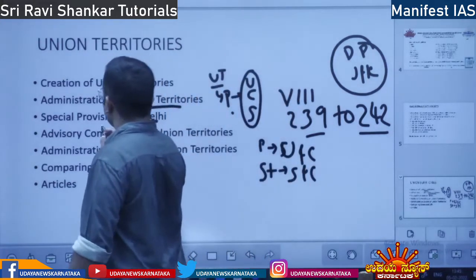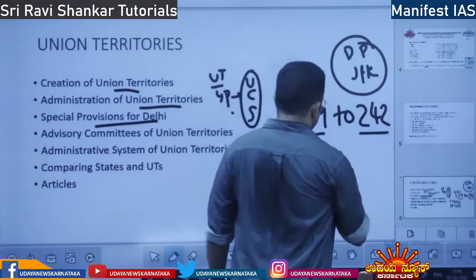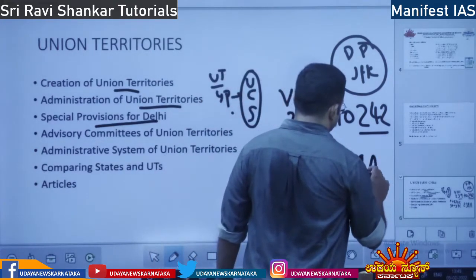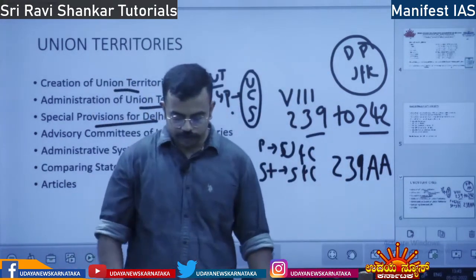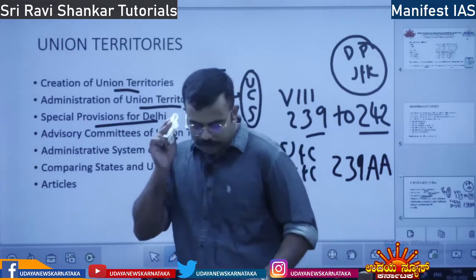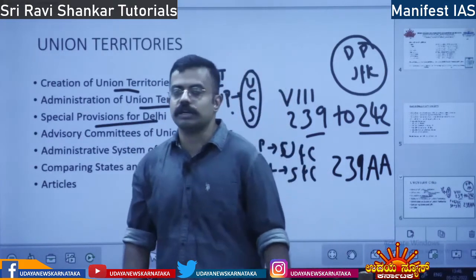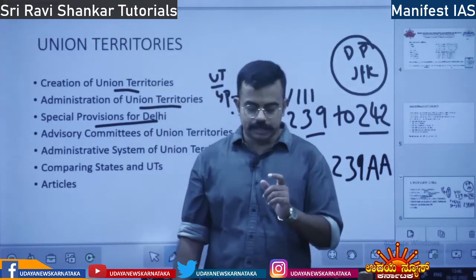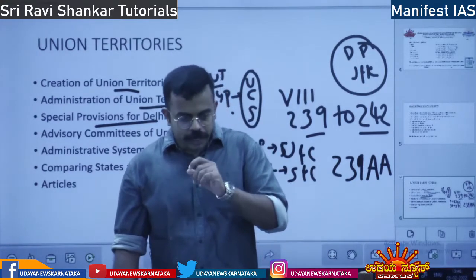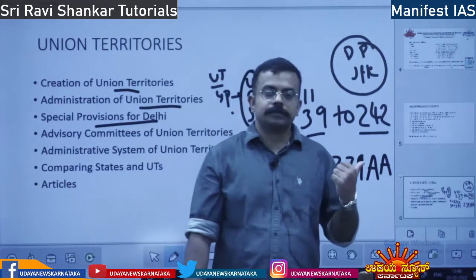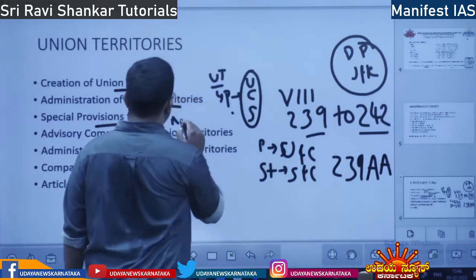So what are the special provisions for Delhi? When it comes to Delhi, you have to remember this article 239AA. So Delhi is designated as National Capital Territory of Delhi. When was it designated? It was designated in 1991. The Constitution Amendment Act number is not important. However, the year is important. In the year 1991, Delhi was designated as National Capital Territory, NCT of Delhi.